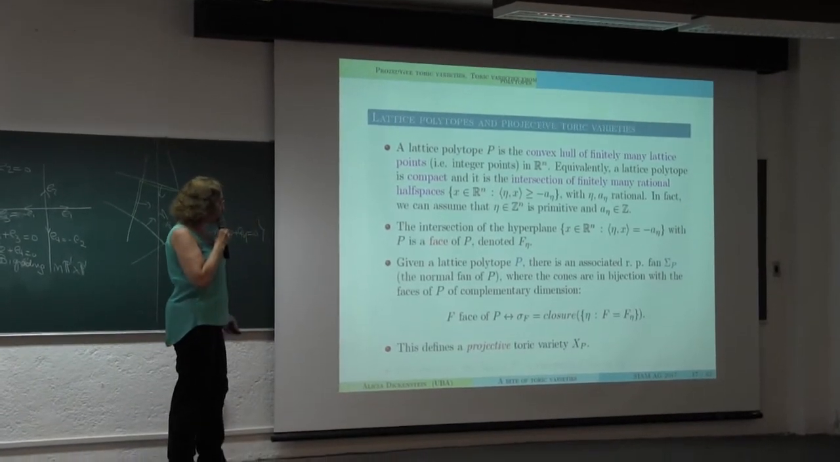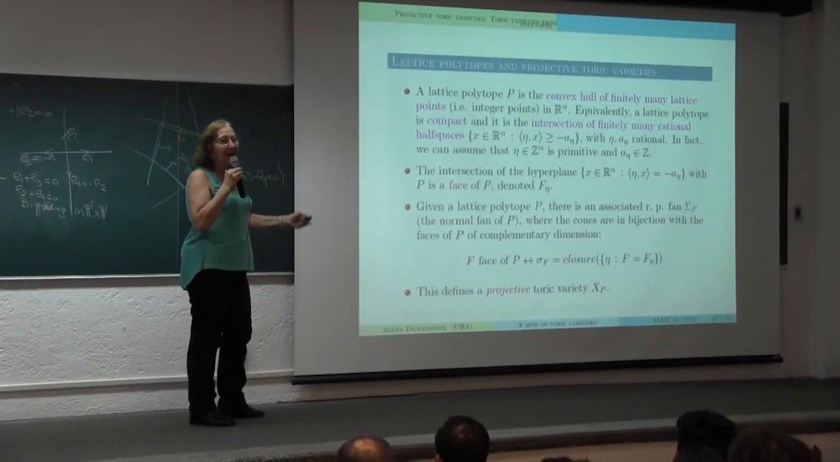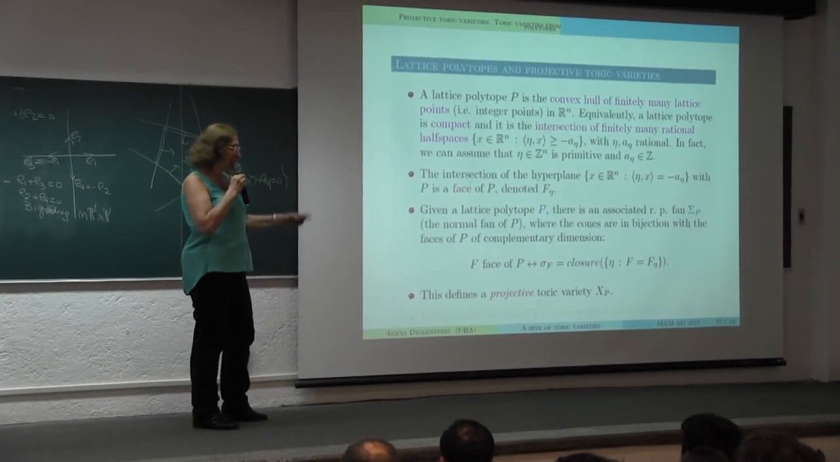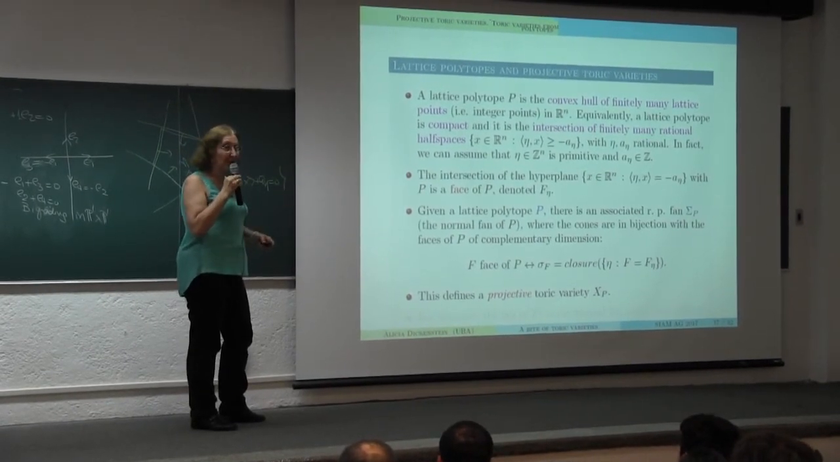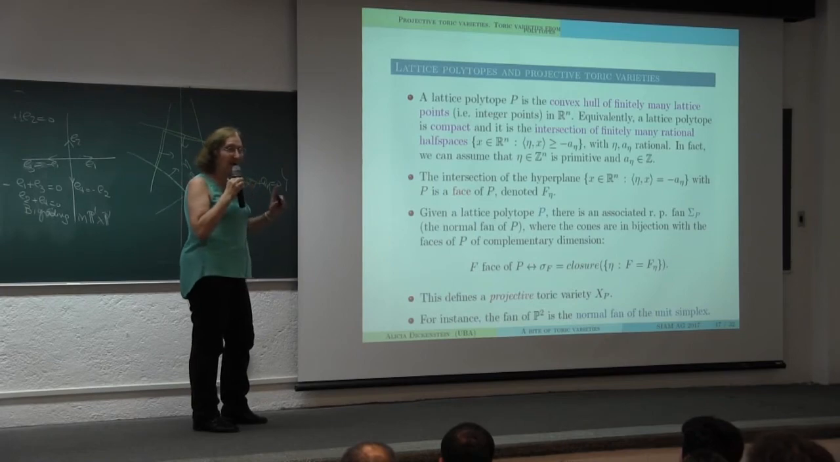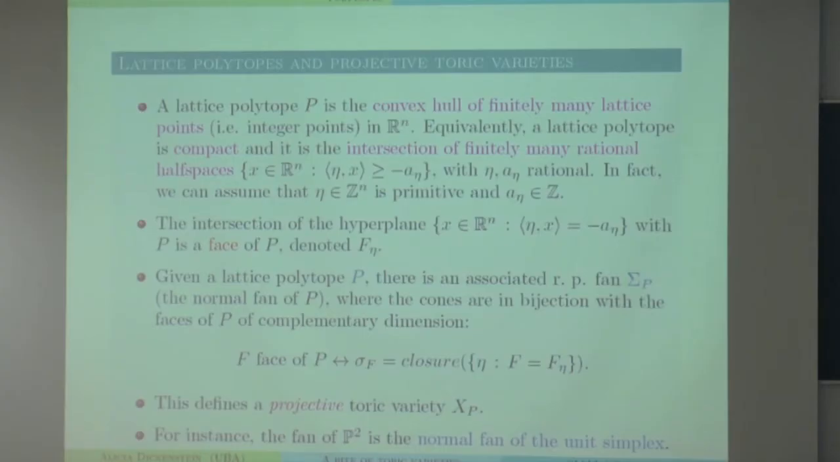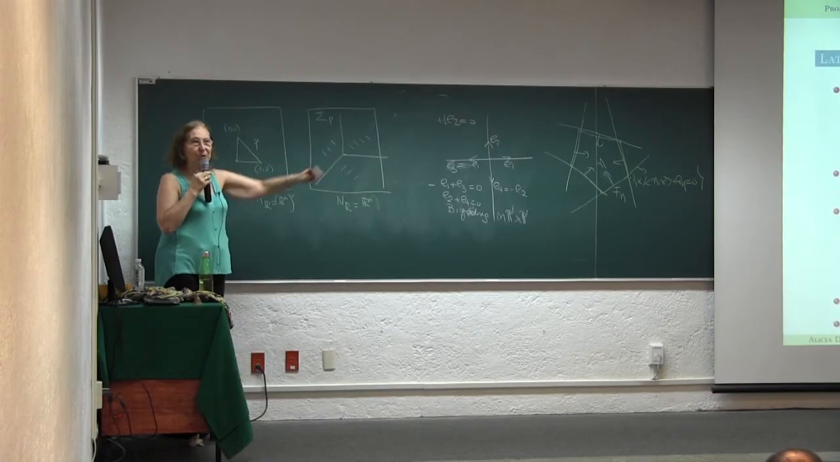And in fact, coming from P, I have defined a fan, and this fan defines a projective toric variety. I will try to show you in a while how I get the embedding, the polarization. And for instance, as I draw, the fan from P2 is the normal fan of a simplex. There is something to be said now. I can put this simplex anywhere on the plane, and I'm going to get the same drawing.